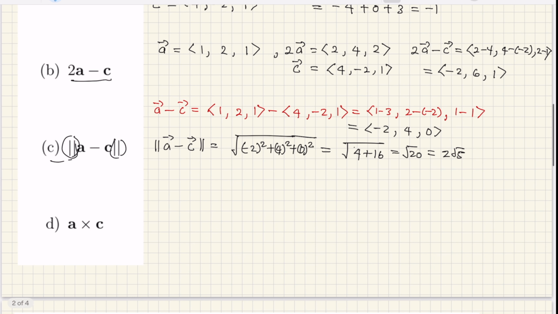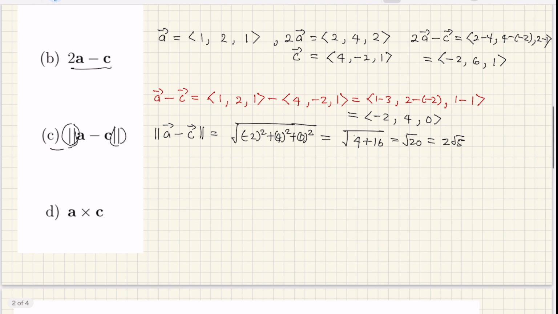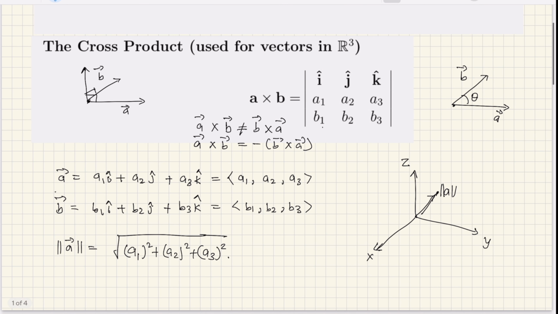And now the last expression here, we have to calculate the cross product of A and C. So again, to calculate the cross product of A and C, you have your first row to be the i, j, and k components. Then you have your second row to be the components of the first vector over here. And the last row, the third row, will be the components of this vector over here.